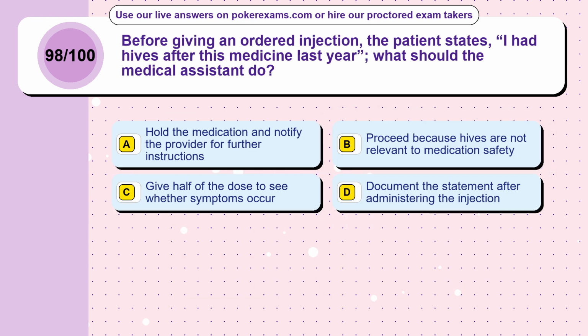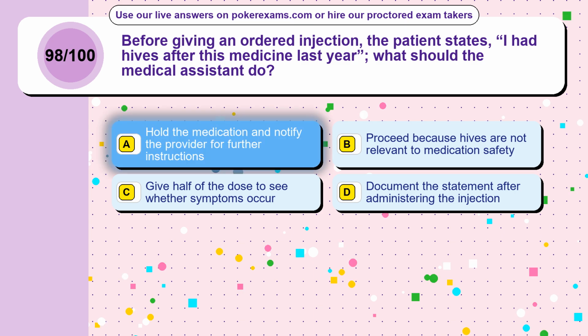Question 98. Before giving an ordered injection, the patient states, "I had hives after this medicine last year." What should the medical assistant do? Option A. Hold the medication and notify the provider for further instructions. Option B. Proceed because hives are not relevant to medication safety. Option C. Give half of the dose to see whether symptoms occur. Option D. Document the statement after administering the injection. The correct answer is option A.